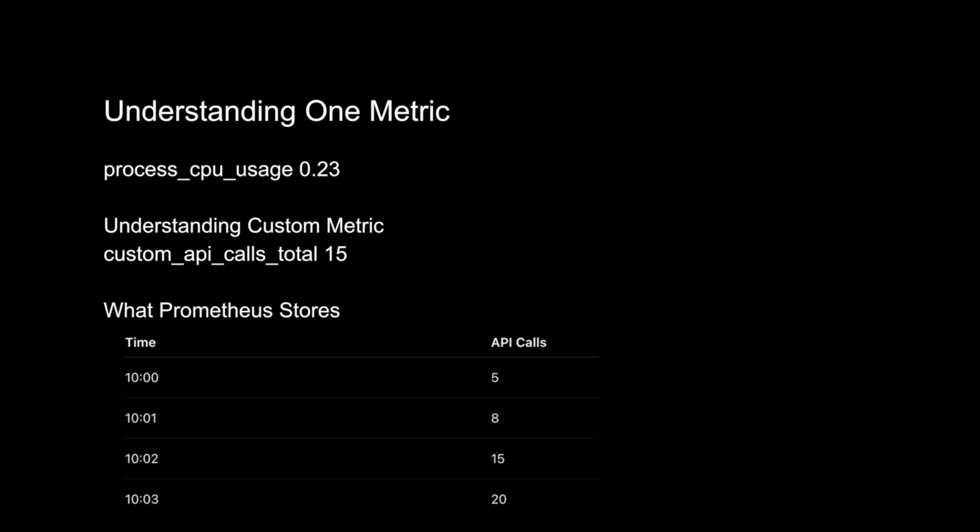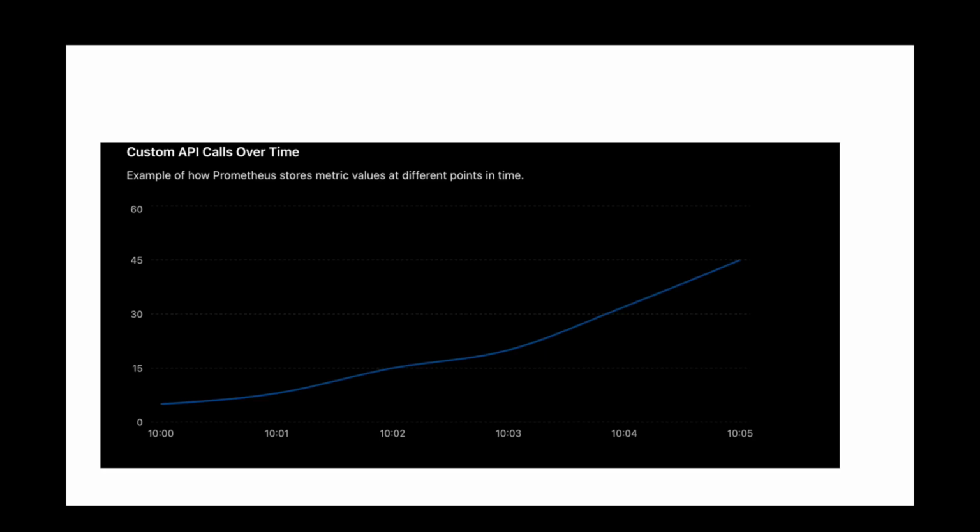It doesn't just store the latest value, it stores values over time. That allows us to see trends. Notice that we are no longer looking at a single number, not only the current value. Instead, we are seeing how the metric changes over time. At 10, the application received 5 API calls. 1 minute later, it received 8. Then 15, 20, 32, 45. This historical data is extremely valuable because trends tell us much more than individual values.